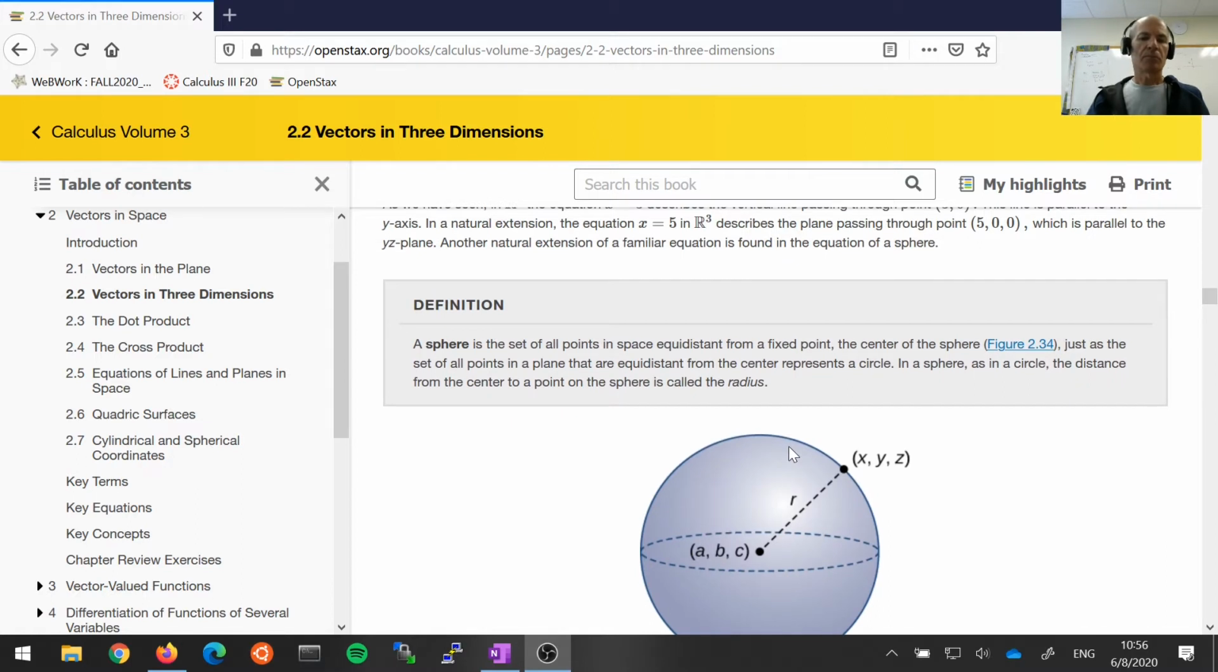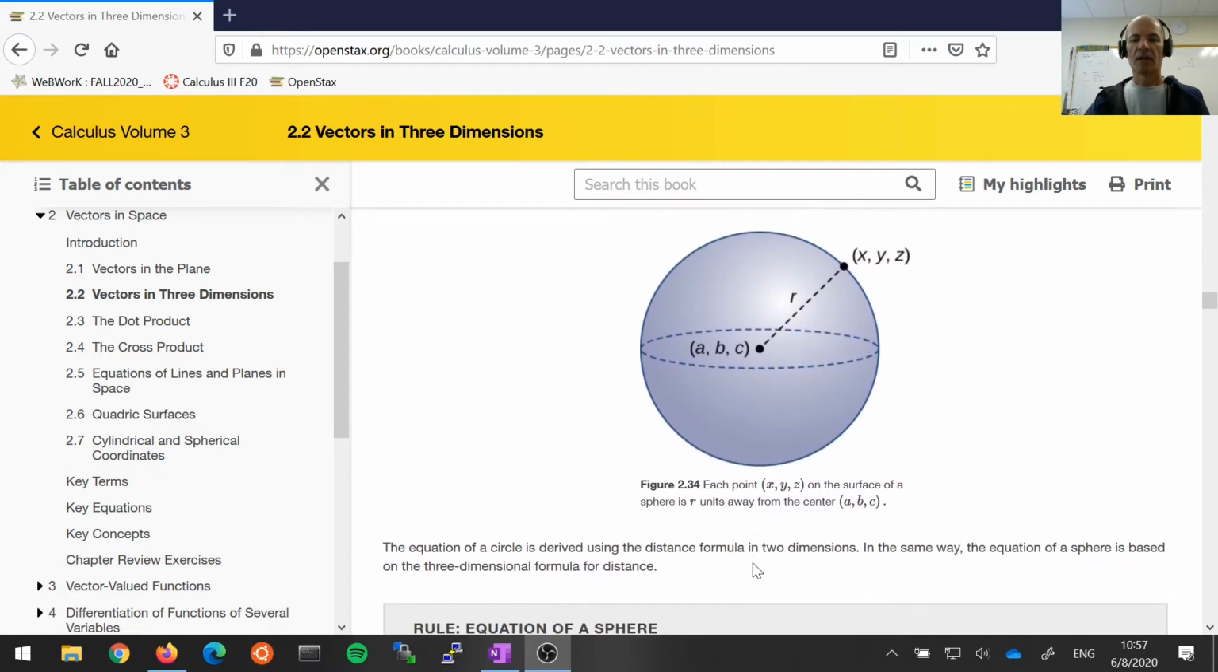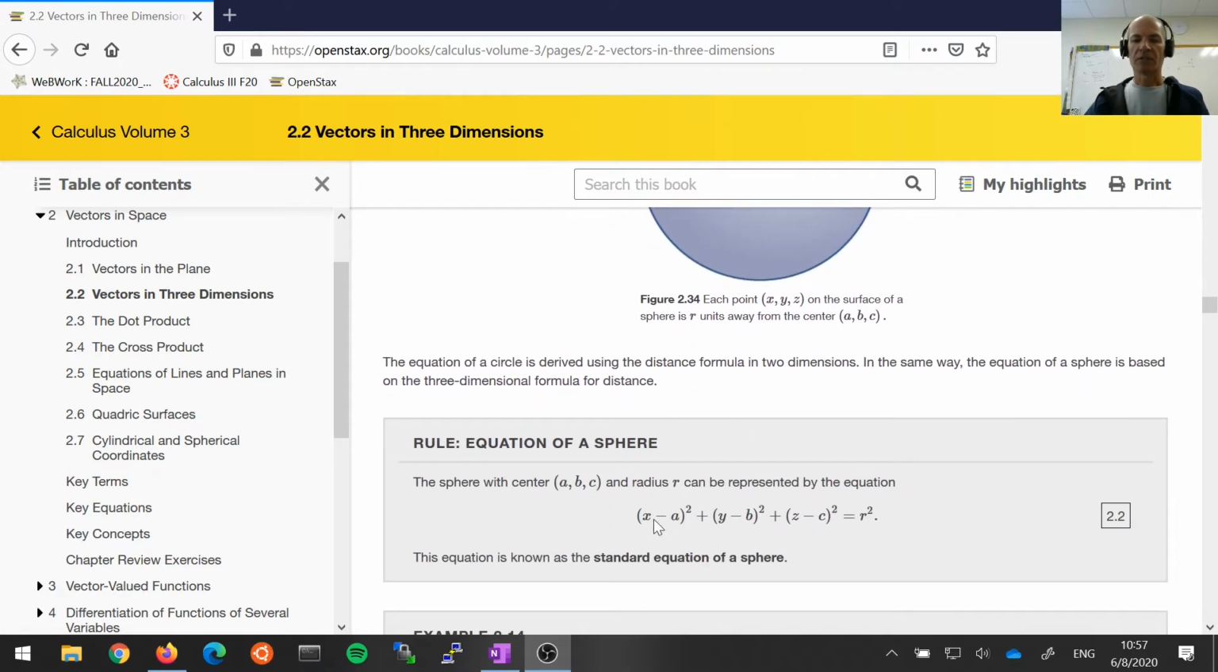Another simple but useful collection of points that we like to consider in this class is the sphere. The sphere geometrically is the collection of all points that are the same distance r from a fixed point, the center (a, b, c). Now that we have the three-dimensional distance formula, we can very quickly write an equation that describes all of these points. And that equation is this.